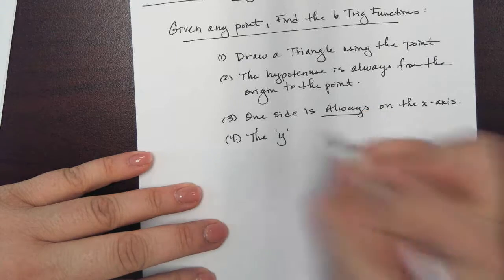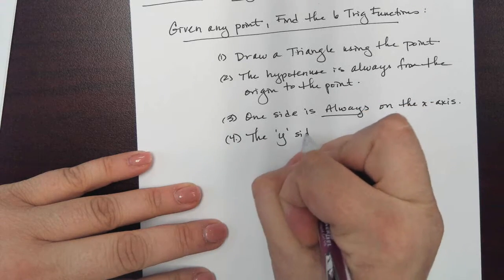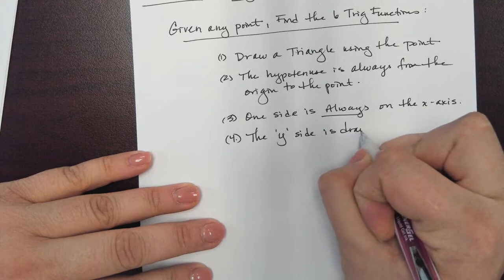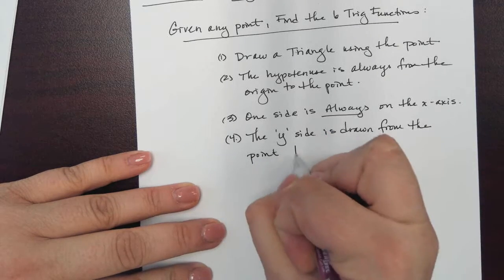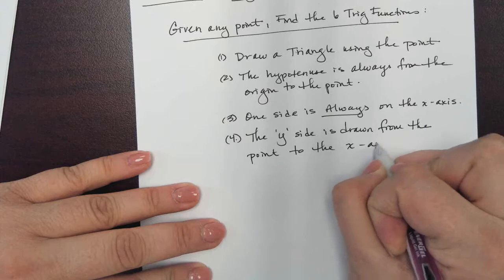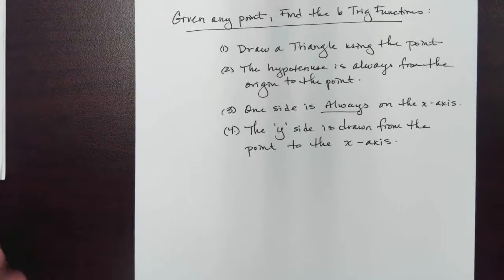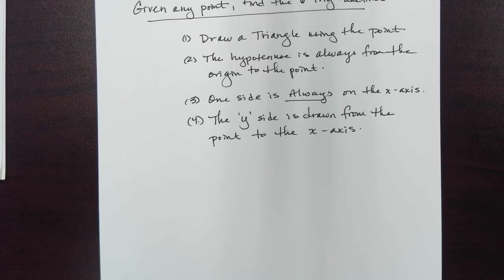Okay. The y side is drawn from the point to the x-axis. All of this makes sense depending on which quadrant we're in. There are going to be different situations with whichever quadrant we're in, so let's draw what the situations look like. Let's do some color.